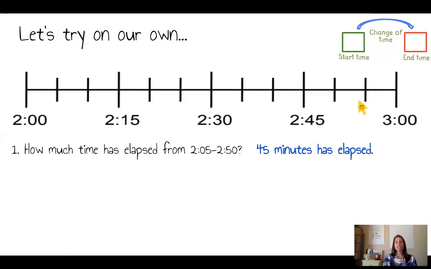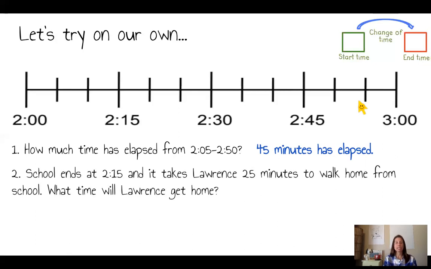Okay, so you have your second number line, and here's our second story. School ends at 2:15, and it takes Lawrence 25 minutes to walk home from school. What time will Lawrence get home? Okay, so think to yourself, do I have a start time? Do I have a change of time? Do I have an end time? What do I have in my story that I already know? What do I know? Think to yourself, what do I need to know?